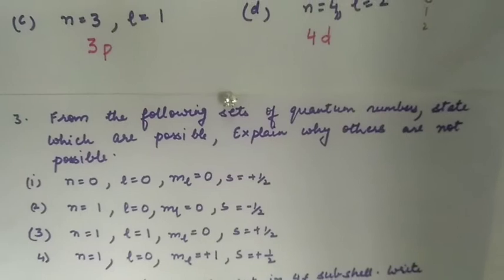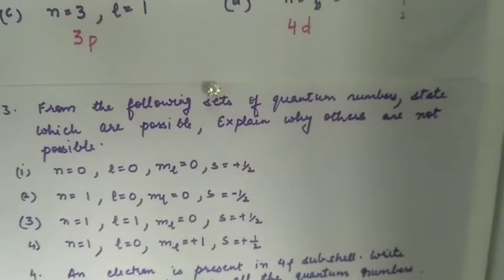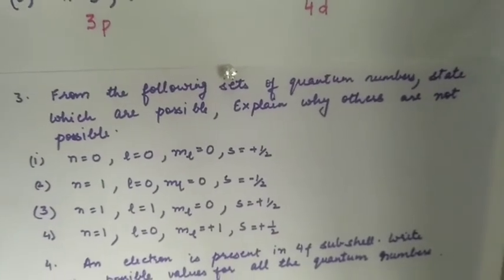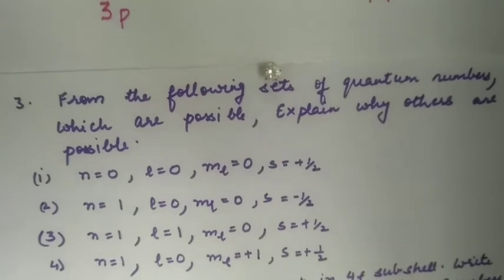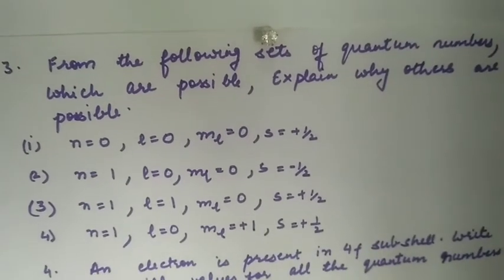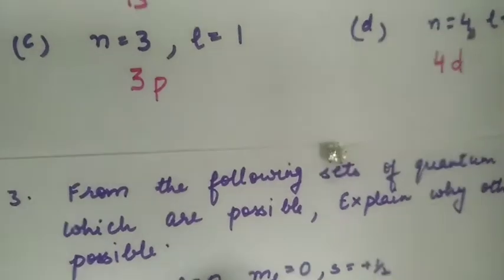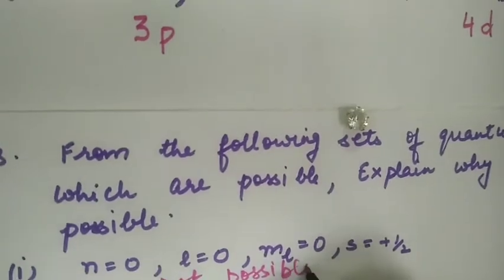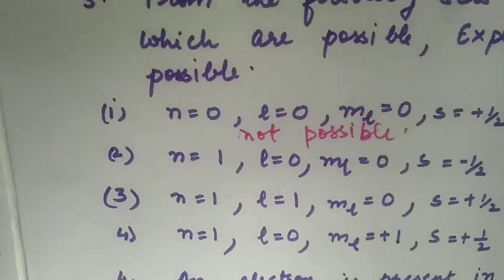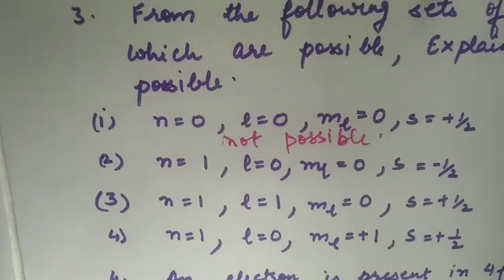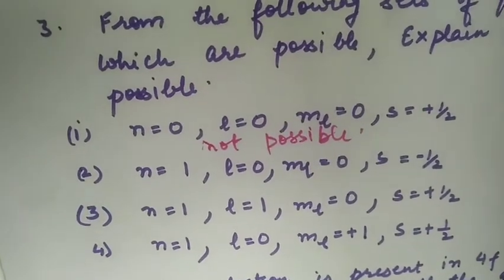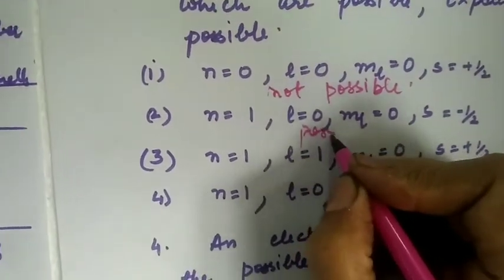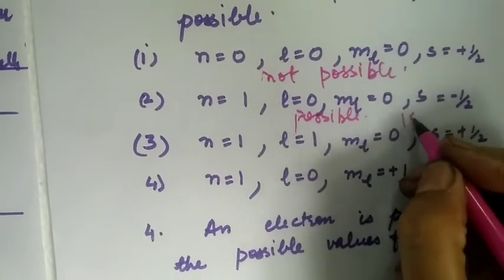Next question. From the following sets of quantum numbers, state which are possible. Explain why others are not possible. The first is n is equal to 0. Now the minimum value for n is 1. There is no 0 value. So this is not possible. We don't even have to look into other values. Then second, n is equal to 1, L is equal to 0, ML is equal to 0, S is equal to minus half. This is surely possible. The shell is 1s.